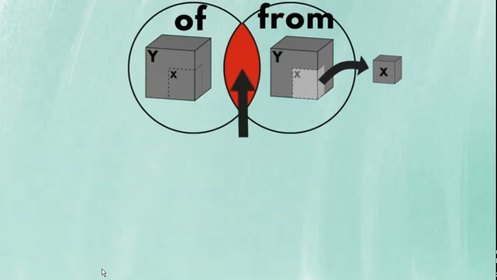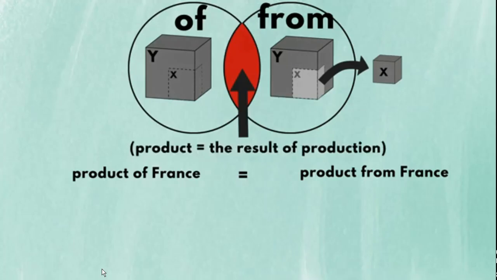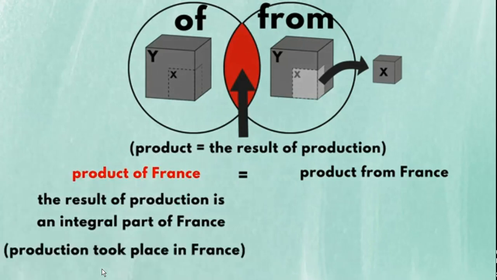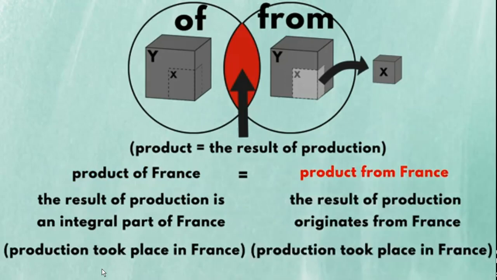Now we are talking about the overlapping of both words, where both words pretend to be the same at some time. So: a product of France, a product from France. Here you can see the production, the result of production. When we say a product of France, it means the feature belongs to France, or the production took place in France. The meaning is like that, right? When we say "from", though it originated from there, the meaning is the same: the production took place in France. So this time both words can overlap.